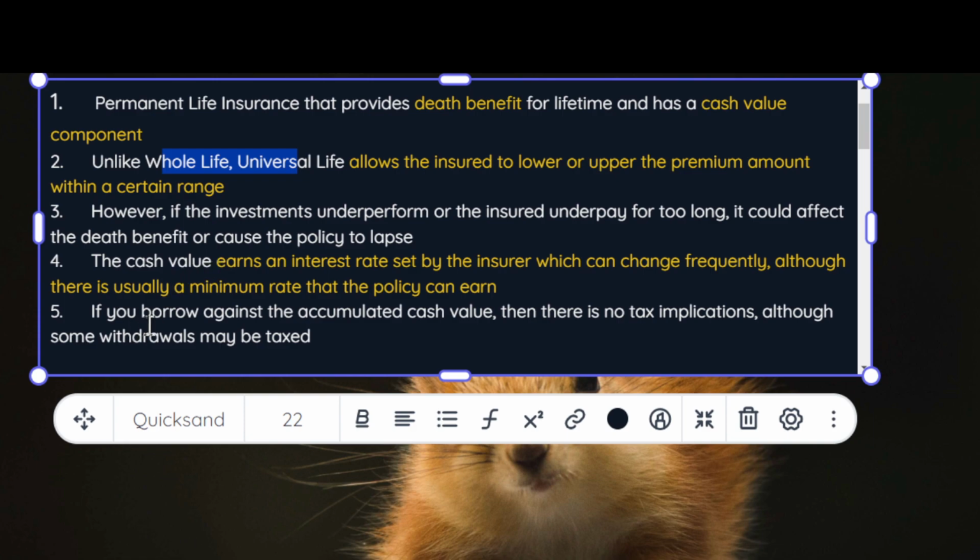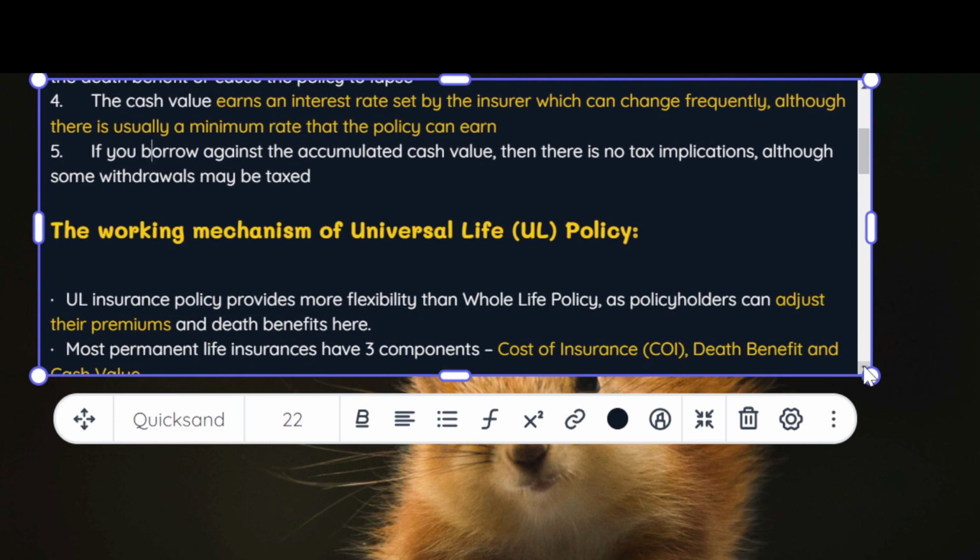And then there is another feature: if you borrow money against the accumulated cash value, then there are no tax implications, because this is your own money, and against that you are taking a loan or withdrawing some amount of the money. So that is also allowable in universal life insurance.